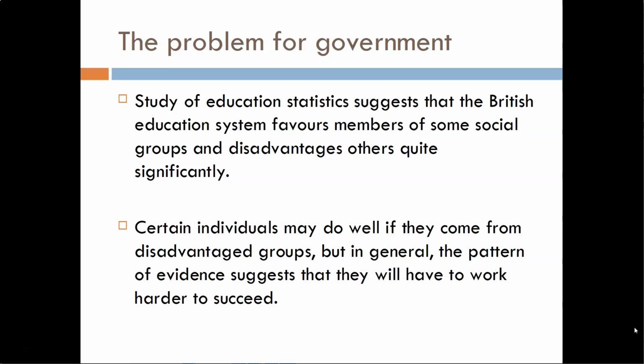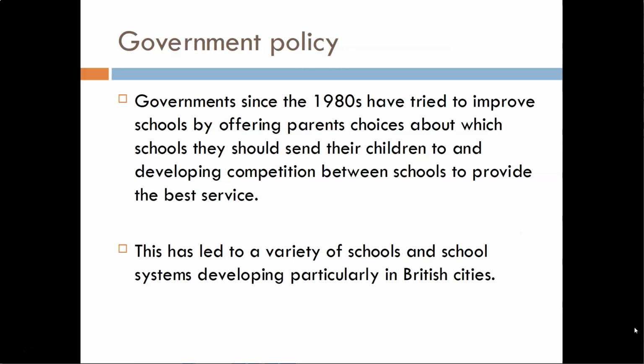Certain individuals can do well if they come from disadvantaged groups, but in general, the pattern of evidence suggests they will have to work harder to succeed. Okay, so just because you come from a disadvantaged group, it's not impossible for you to do well, but you'll have to work harder as a result. Equally, if you come from an advantaged group, it's not guaranteed that you'll do well, but you have to do quite badly in order to fail, and lose that advantage.